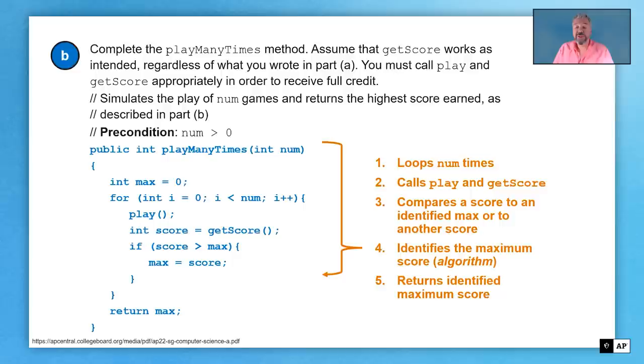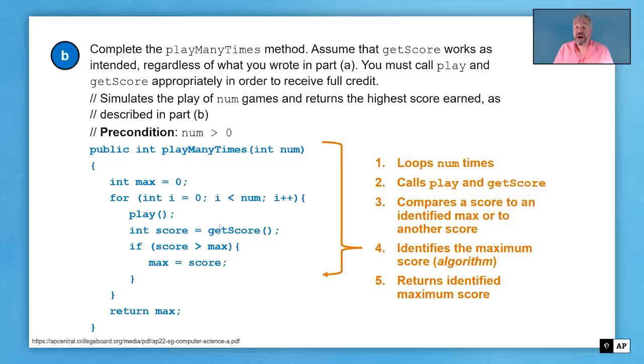As we look through, we're initializing max equal to 0. We call the play method to simulate playing all of the levels, and we call getScore to calculate our scores. We store that score, we check it against our max score, and if score is greater than whatever our previously found max score was, it becomes the new max score. So in this case, our algorithm is correct.